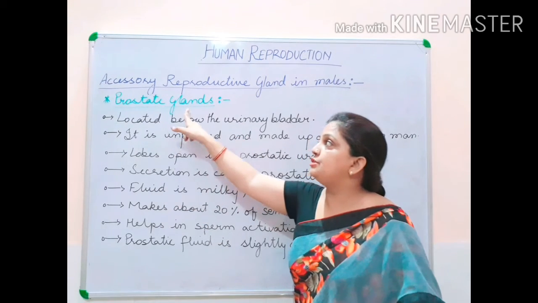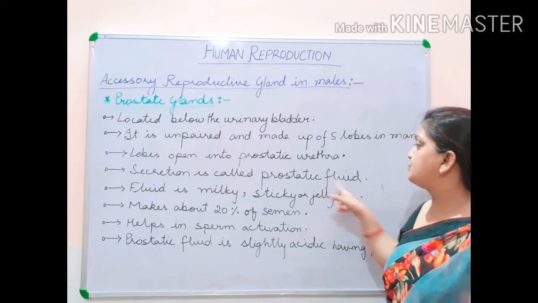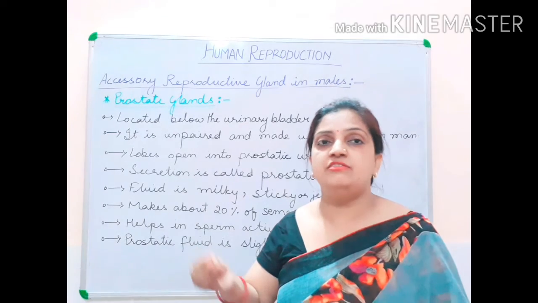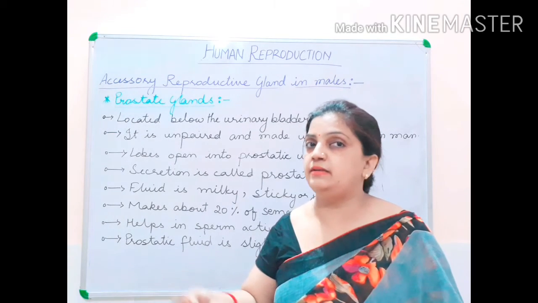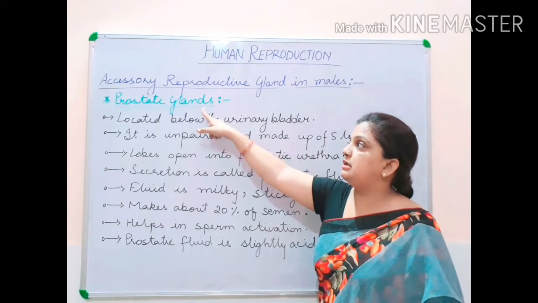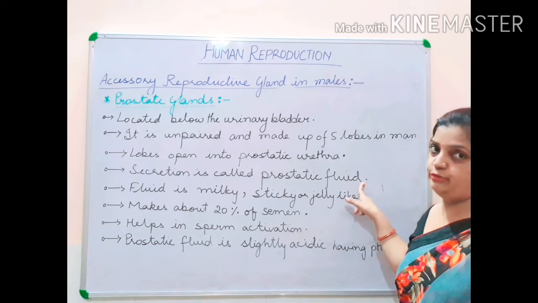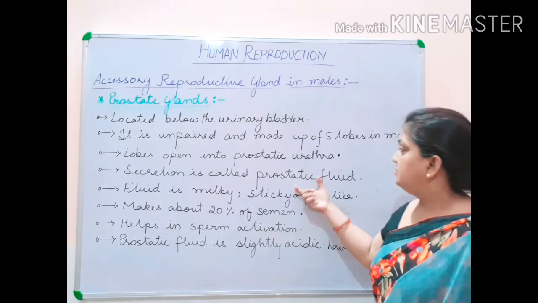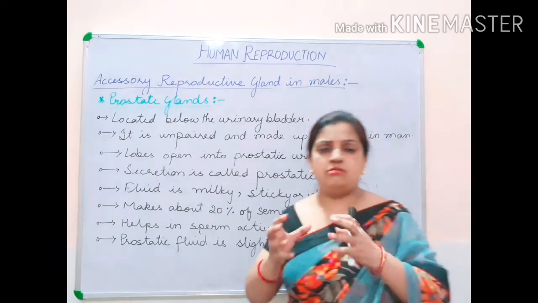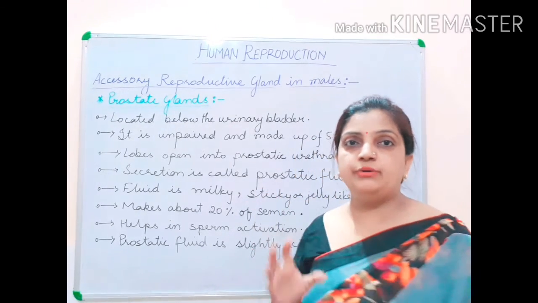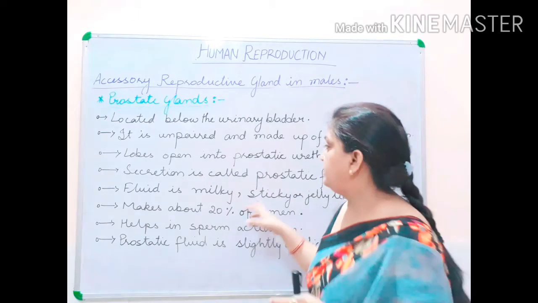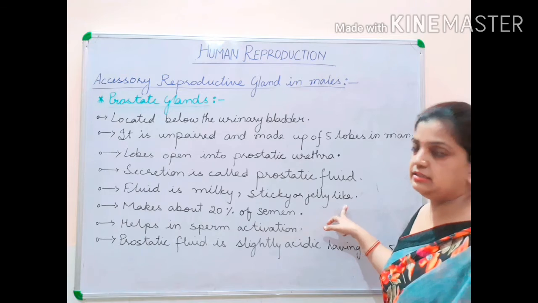Now the secretion of this prostate gland is called prostatic fluid, as the secretion of the seminal vesicles was called seminal fluid. Similarly, here the secretion of the prostate gland is called prostatic fluid. This prostatic fluid is milky, sticky, or jelly-like. Prostatic fluid is a concentrated structure, it's not freely liquid-like. So the color is milky, and it is sticky.